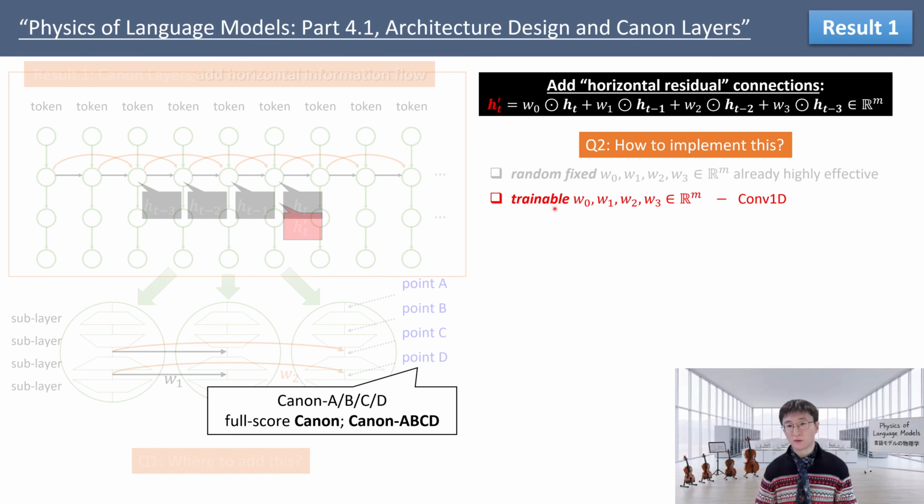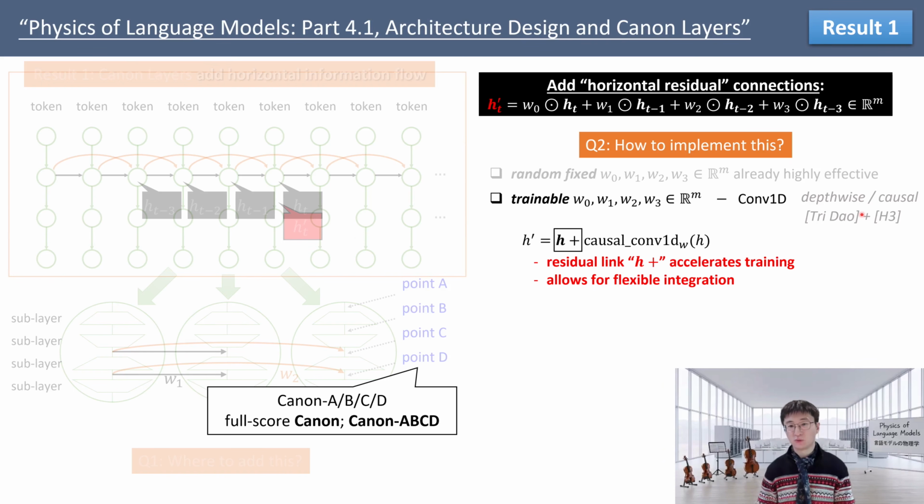If they're trainable, then this is the so-called one-dimensional convolutional layer, or Conv1D. Some people in this setting call it depth-wise Conv1D or causal Conv1D. Tri Dao has very nicely implemented the CUDA implementation for this very efficiently, and it was first introduced in their H3 paper. But we want to advocate a slightly different implementation: we want to add a residual link on top of the causal Conv1D.